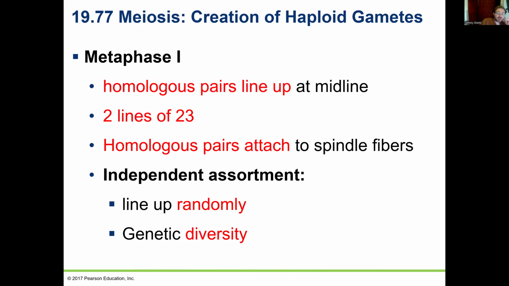Metaphase 1, homologous pairs line up at the midline. We get two lines of 23, and then the homologous pairs attach to spindle fibers. Because they're lined up randomly, and because of crossing over, we call this independent assortment. It's basically the effect of randomness upon our genetic frequencies, our allele frequencies. In small systems, that can actually lead to pretty large skews, and we tend to refer to that as genetic drift.